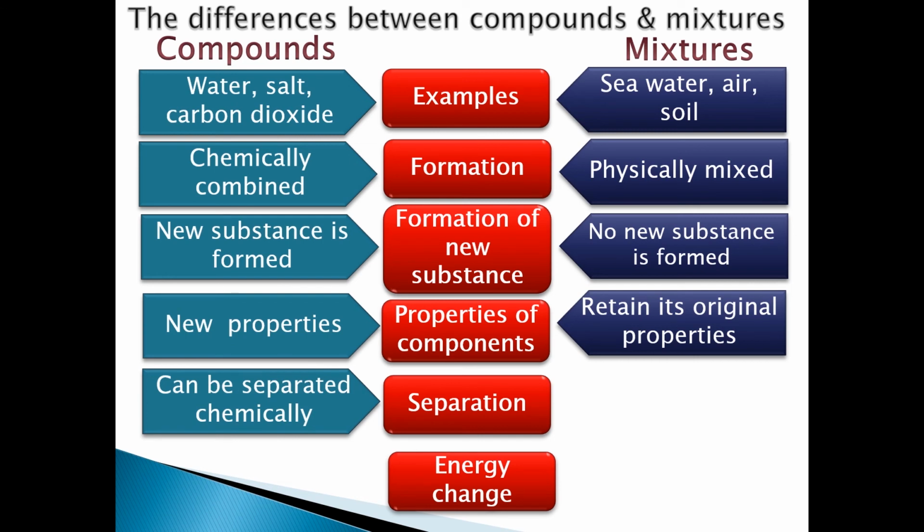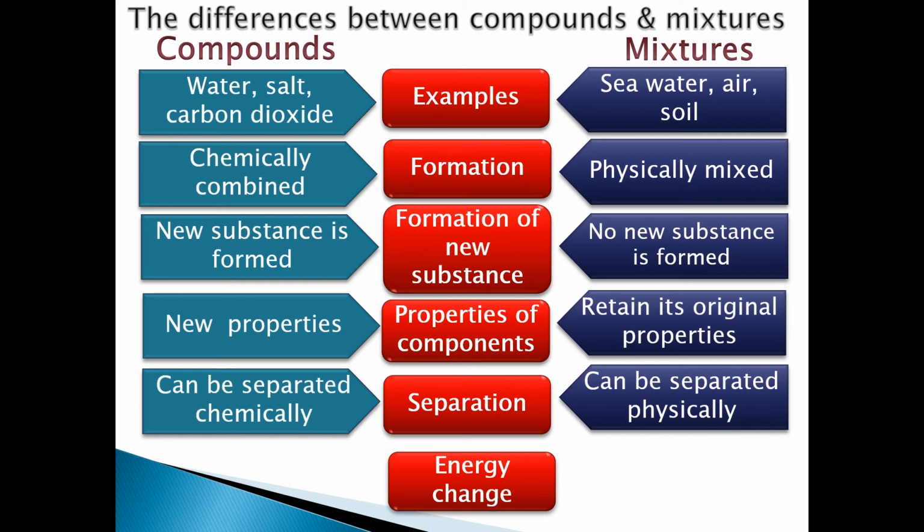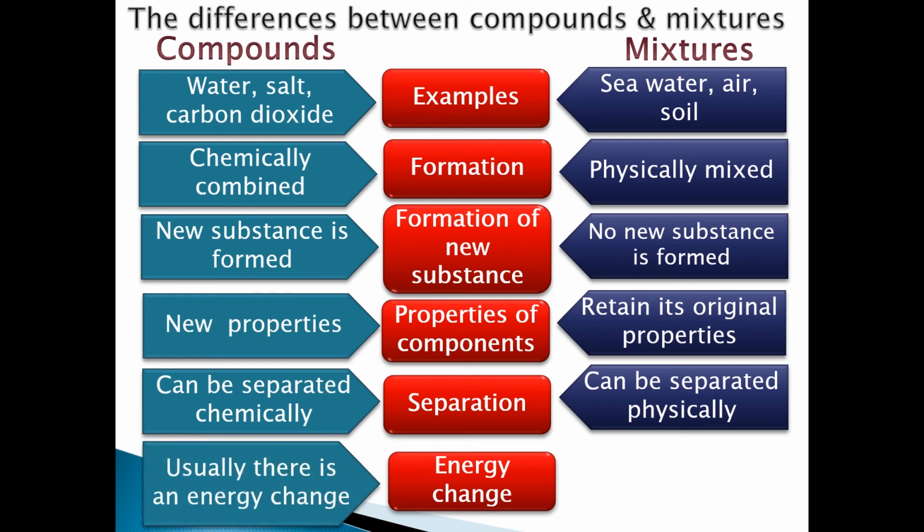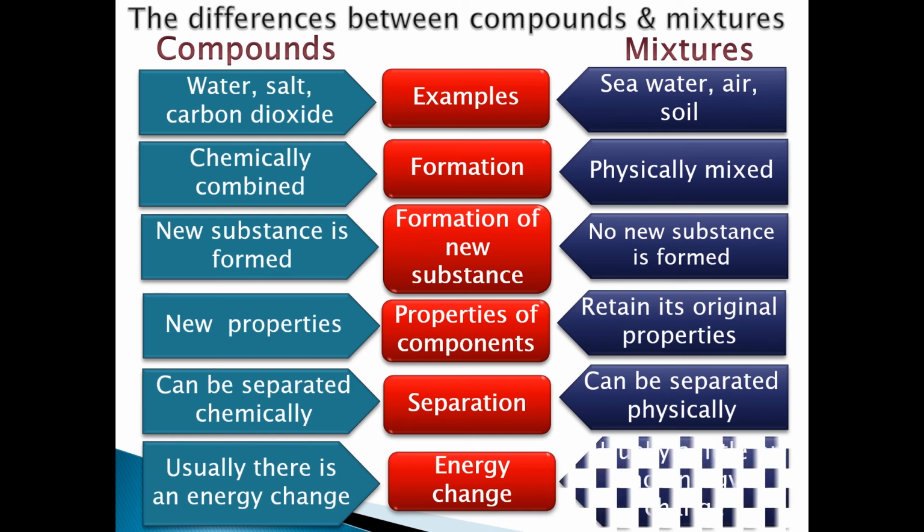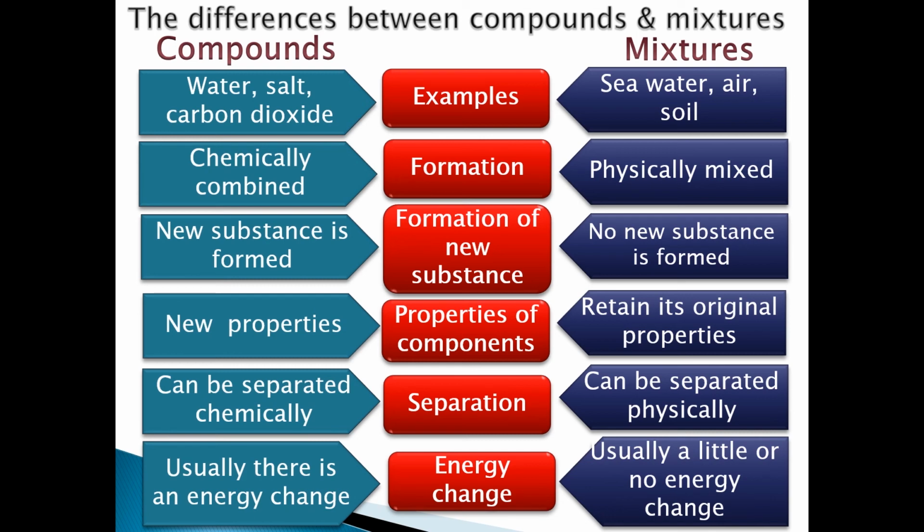A compound can only be separated chemically, for example, by using the electrolysis method. A mixture can be separated physically, for example, using the evaporation method, distillation method, or flotation method. In terms of energy change, usually there is an energy change during the formation of a compound, whereas usually there is little or no energy change during the formation of a mixture.